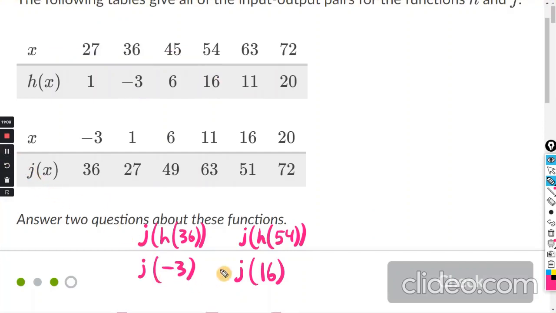So in order to evaluate these two, we need the table with the j function. So j of negative 3, go to x equals negative 3. J of x is going to be 36. And j of 16, go to x equals 16. J of x is 51.